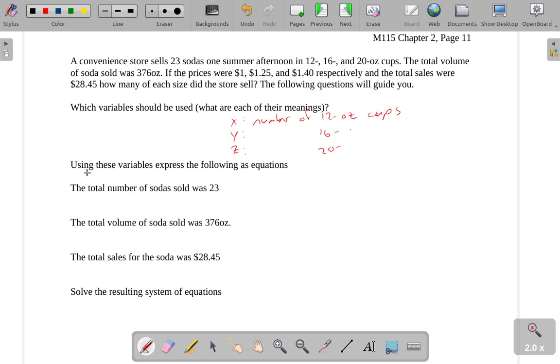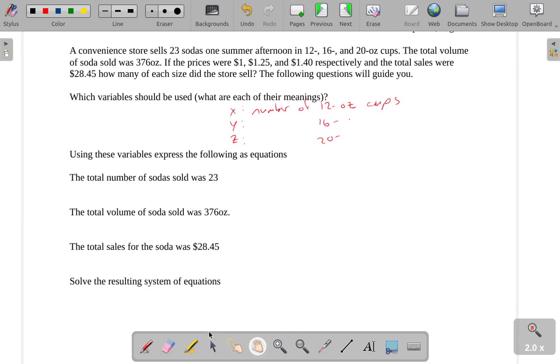So to be able to solve this, what we need to do now is rewrite each of the individual statements in this question as equations. Each of the statements is its own equation. So first off, I'm going to take this statement here: the total number of sodas sold was 23.